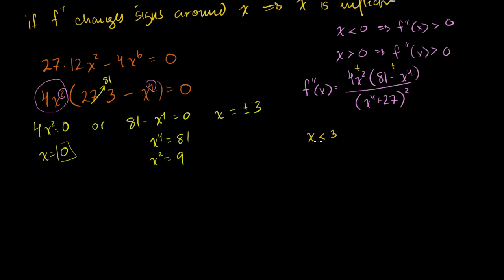So as x is less than 3 and is approaching from the left, we are concave upwards. This thing's going to be positive. Then f prime prime is greater than 0. We are concave upwards.